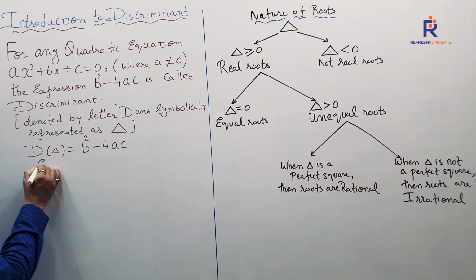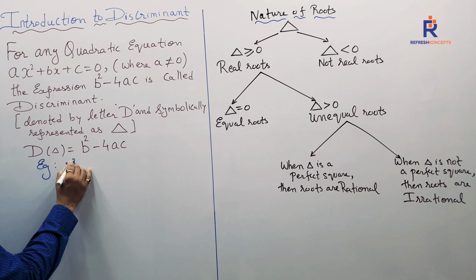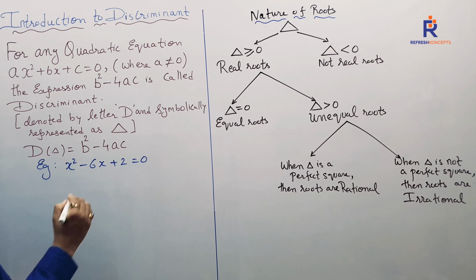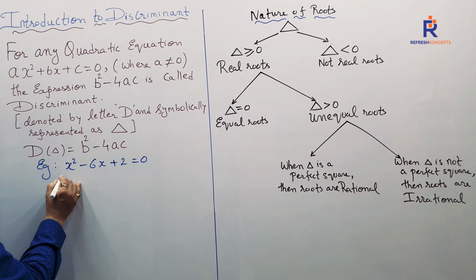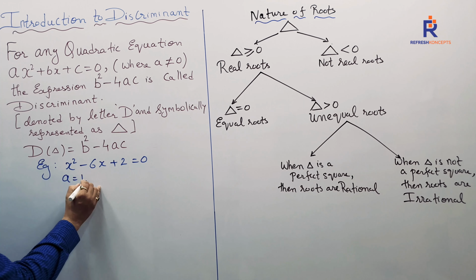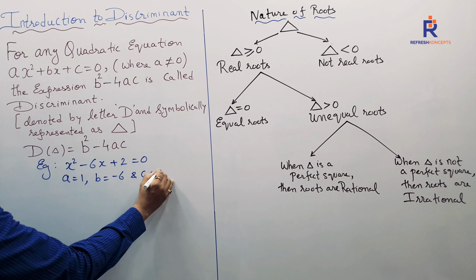Say, an example, x square minus 6x plus 2 equals to 0. So I just compare. We all know how to compare with ax square plus bx plus c and get the values of a, b and c. So on comparing with ax square plus bx plus c, my value of a is 1, that of b is minus 6, and my c is 2.